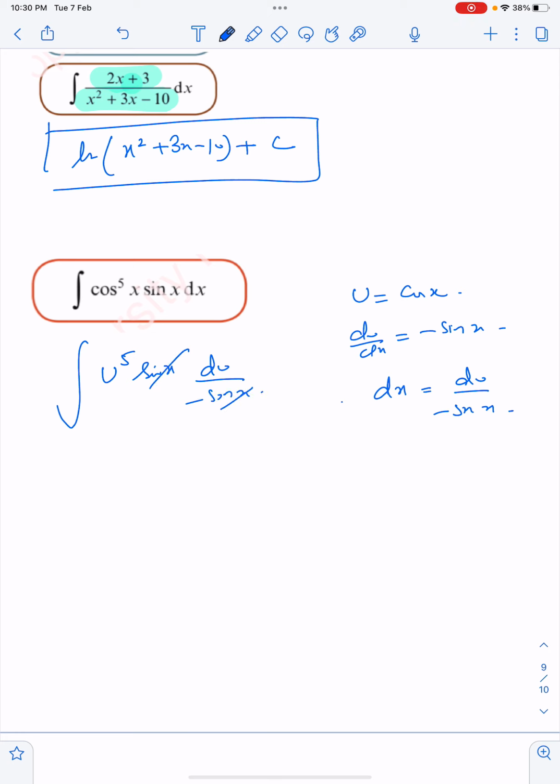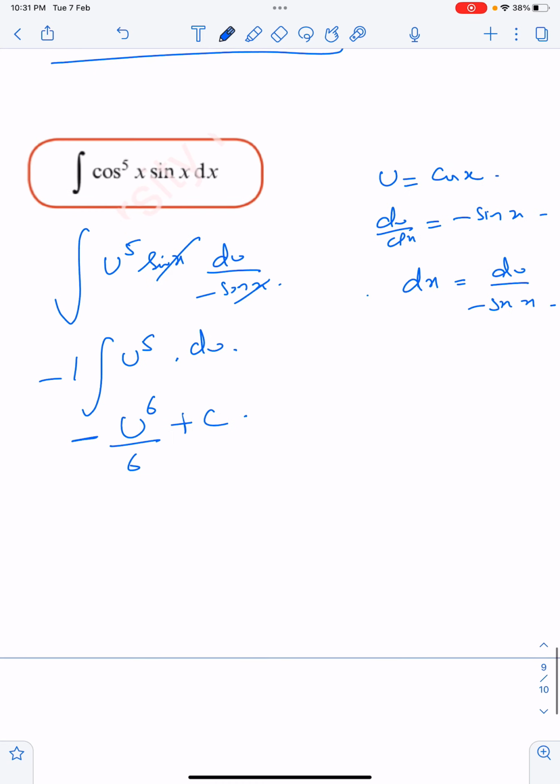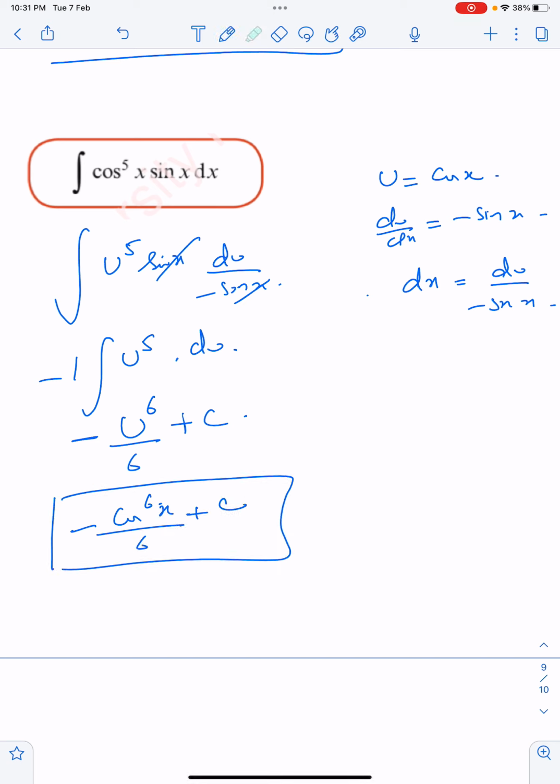Okay, sin x and sin x are cancelled out. You're left with minus outside, u⁵ du. When you start with the integration process, it will become u⁶ upon 6, and there's a negative sign outside, plus c. Now what was u? It was cos x, so the answer is going to be minus cos⁶x upon 6 plus c. This is the final answer.